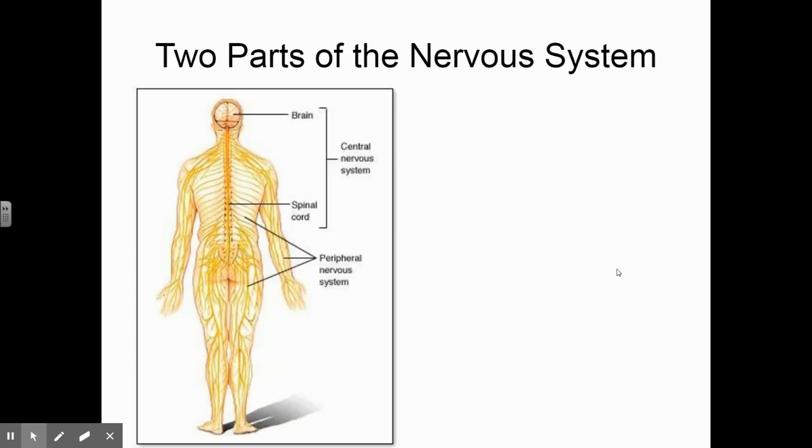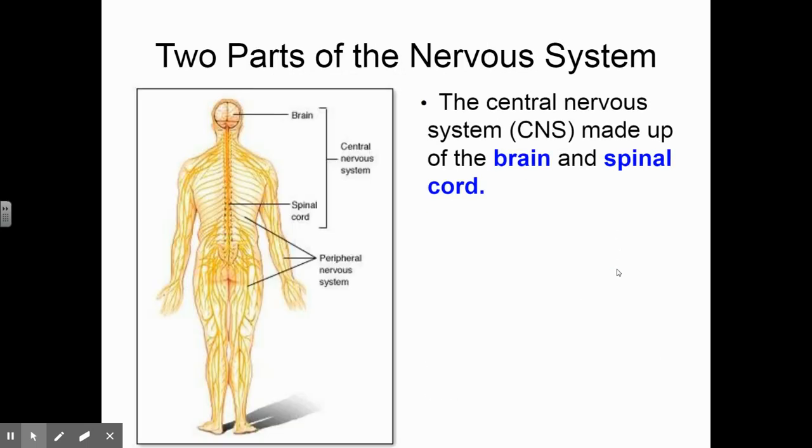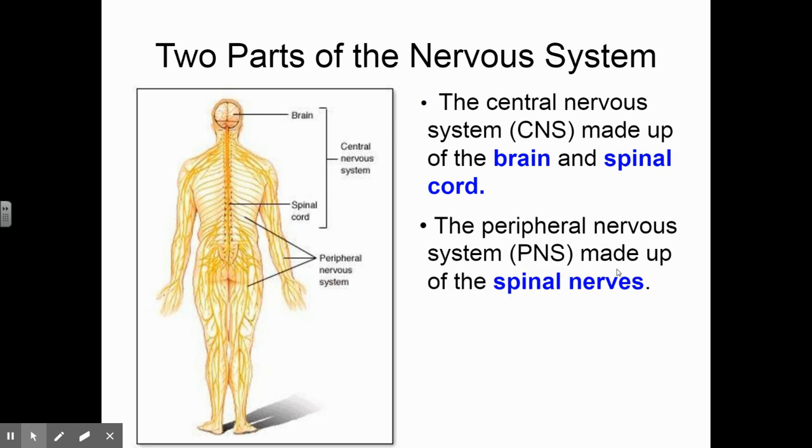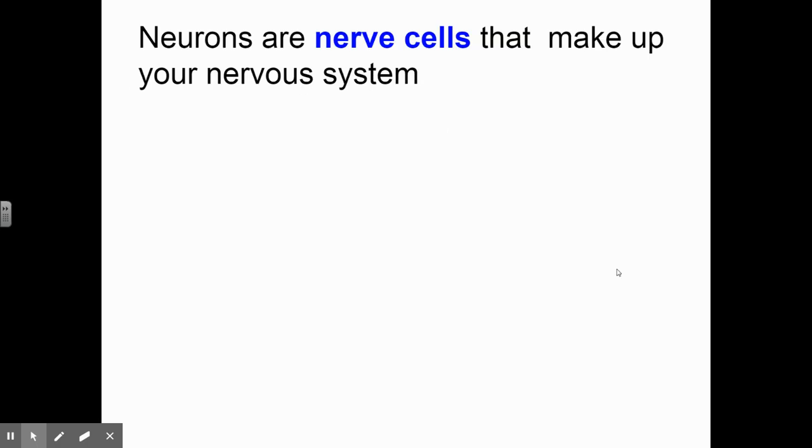There are two main parts to our nervous system. The first is called the central nervous system, which is often abbreviated as CNS, and it's made up of the brain and spinal cord. And then you have the peripheral nervous system, which is abbreviated PNS, and that is made up of the various spinal nerves, which will extend out to the extremities all throughout your body. All of these nerves are made up of neurons, which are nerve cells that make up your nervous system.